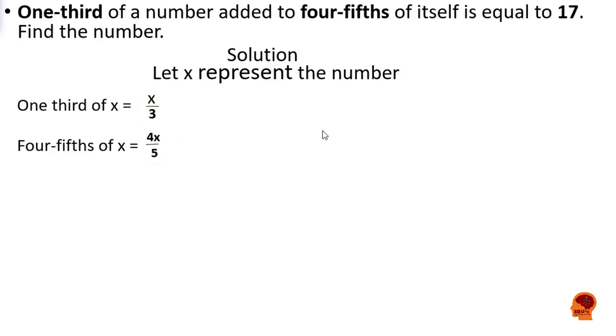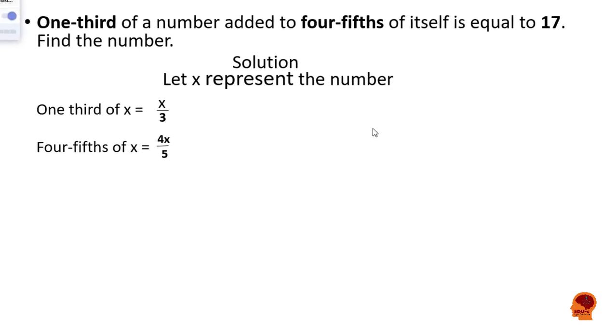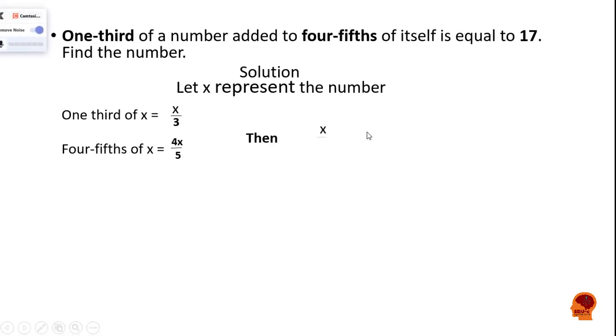Okay, now we are going to turn it into an equation. Before we do, we must read down the question. It says 1/3 of a number added to 4/5 of itself is equal to 17. So we add 1/3 and 4/5 of this number and equate it to 17. And then we have x over 3 plus 4x over 5 equals 17. This is an equation.